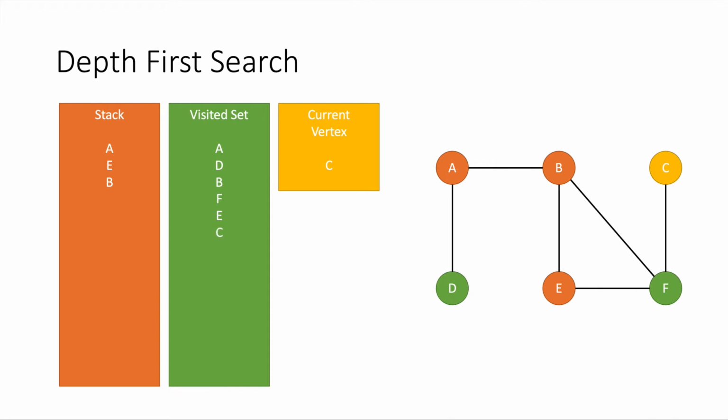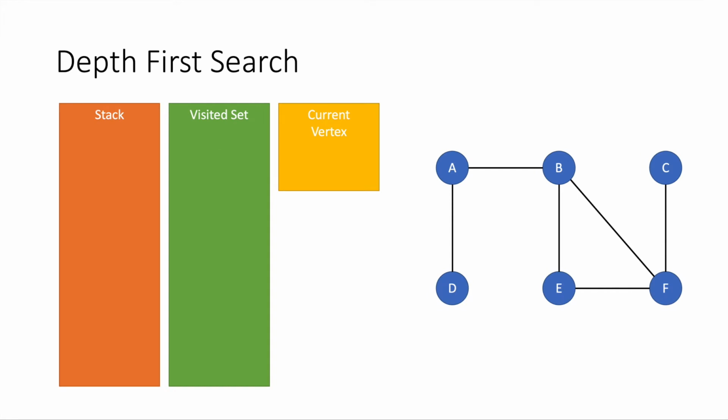C is added to the visited set, and C's neighbors are added to the stack. We now can skip through all the stack because all of the nodes have been visited, and this completes the depth-first search algorithm. Let's reset the graph and do an overview of depth-first search again.